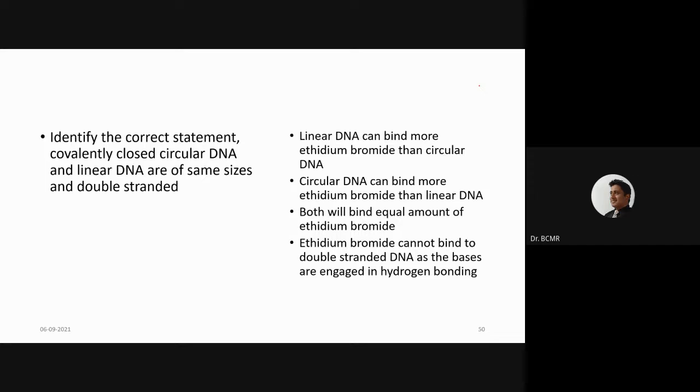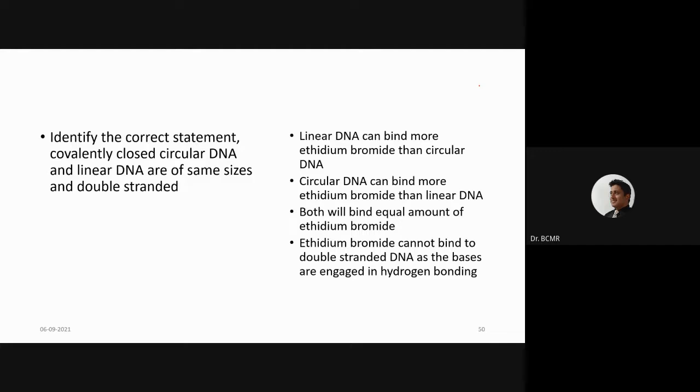Okay, the bases actually stack, right? And ethidium bromide is also a planar structure, similar to the bases. So you can think of ethidium bromide stacking between the bases. That is called intercalation. The interaction is a kind of hydrophobic interaction with the planar surfaces of the nitrogenous bases. Okay, you can look up the image.